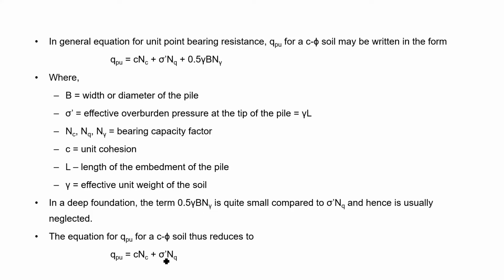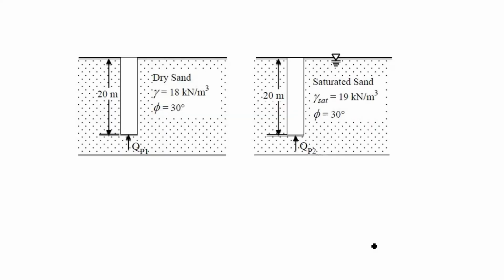Now, since in this question the soil layer is given as sand, and we know for sand the value of c is 0, we may write for sandy soil, Qpu, the ultimate point resistance of the pile, equals sigma dash Nq, where sigma dash is the effective overburden pressure and Nq is the bearing capacity factor. So in this question, these two conditions are given.